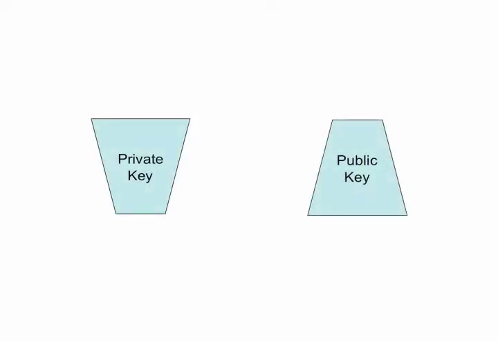SSH uses public key cryptography to authenticate the user at the remote machine. The process begins with the creation of two really, really large numbers. Think really big, lots of digits. One of these numbers is called the private key. The other is called the public key. You only need to create these keys once.